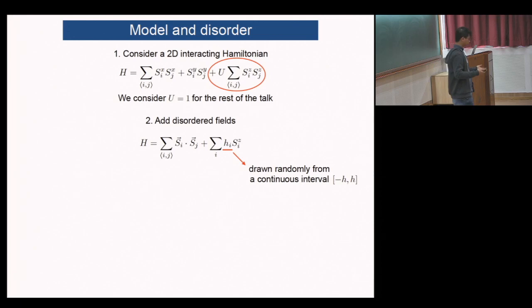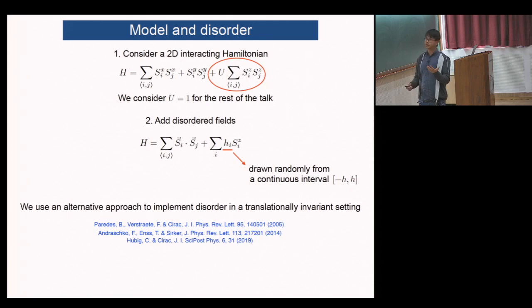So now I want to use an alternative approach to implement this disorder in a translationally invariant setting. Because if you look at this, you want this value of h_i to be different at each site, right? So obviously you cannot do this if you have the same tensors everywhere, or translational invariance. So you need to find a way to circumvent this problem. And how do we do that? I will introduce this mechanism now.